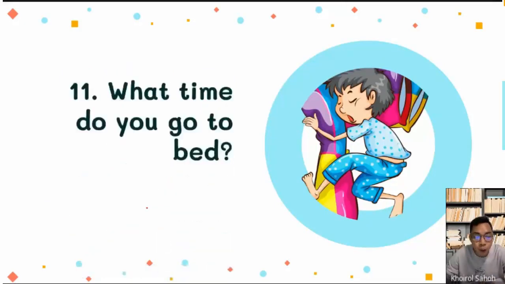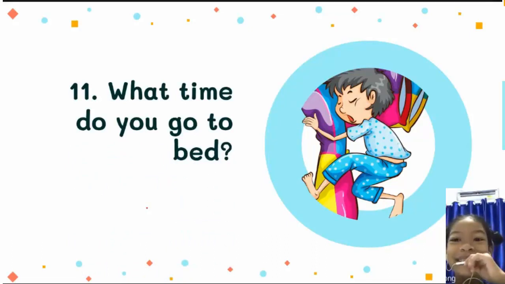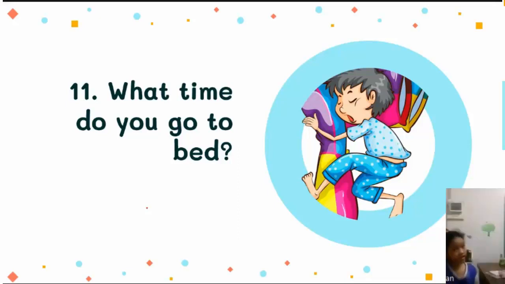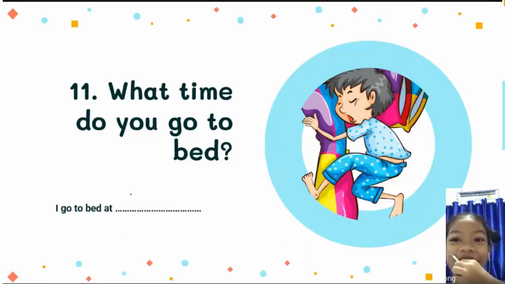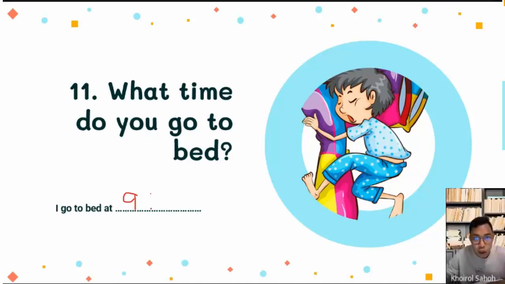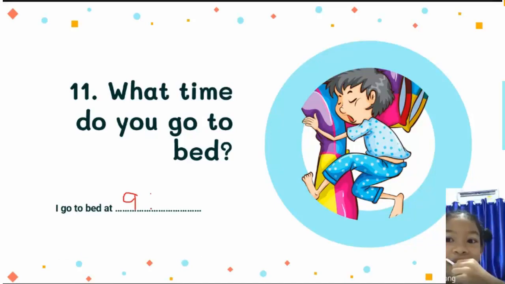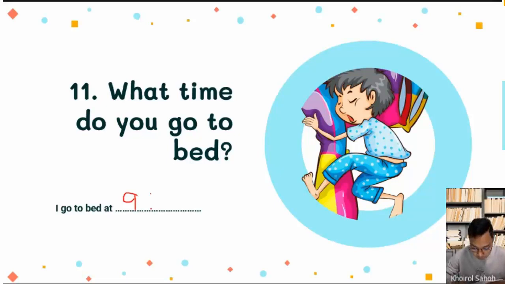Last question. What time do you go to bed? Student: I go to bed at 9 o'clock in the evening. Teacher: 9 o'clock at night, right? So what is your number? 6. Number 6. Thank you.